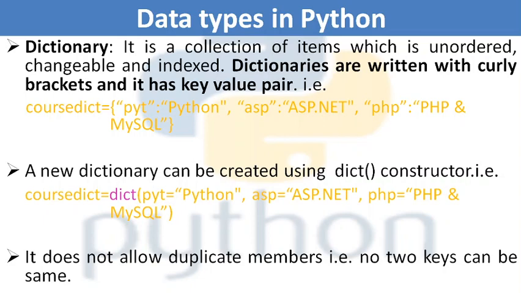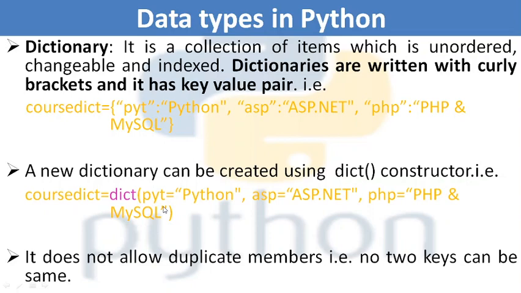A new dictionary can be created using the dict constructor, similar to the other data types like list. We were using the list constructor. In the case of tuple, we were using the tuple constructor. In the case of set, we were using the set constructor. And similar to that, we can use the dict constructor to create a dictionary. And further, it does not allow duplicate members. That is, no two keys can be the same. That means this key, key pyt, should not be the same.